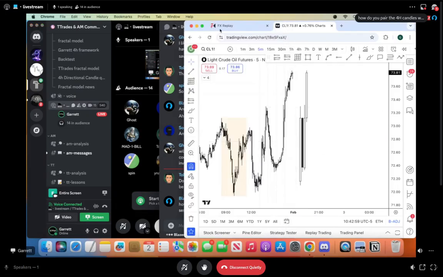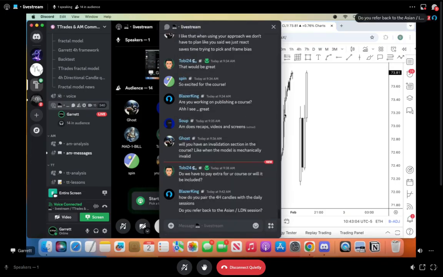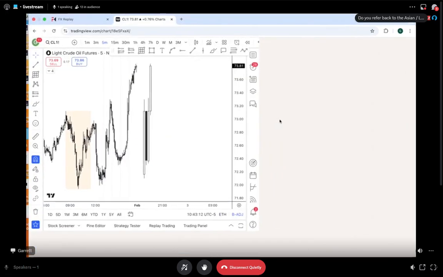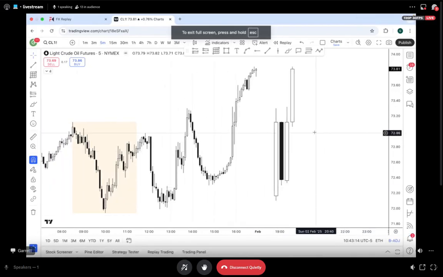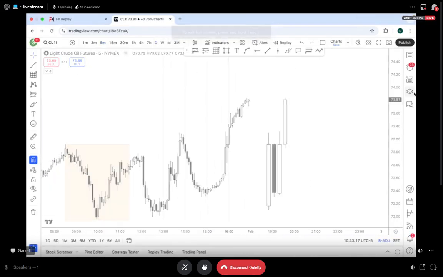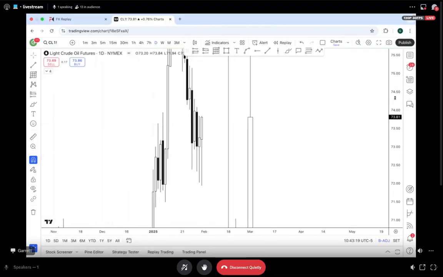4 hour candles are the daily session. So it's either a 4 hour candle will form the low of the day. So every single day, the low of the day is formed from a 4 hour candle, right? So that's one. And then you're just basically aligning yourself with expansion.